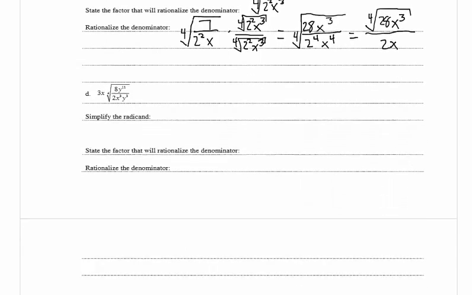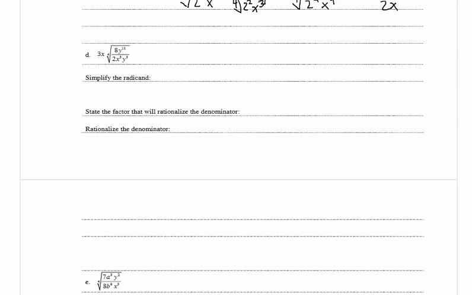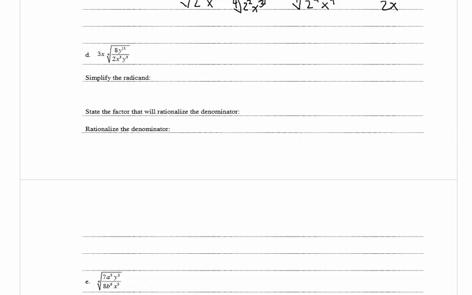In D, we have 3x times the fourth root of 8y to the 11th divided by 2x cubed y cubed. And it wants us to simplify the radicand first. So we have 3x times the fourth root of, now we have 8 divided by 2, so it's going to give us a 4. And y to the 11th divided by y cubed is y to the 8th divided by x cubed.